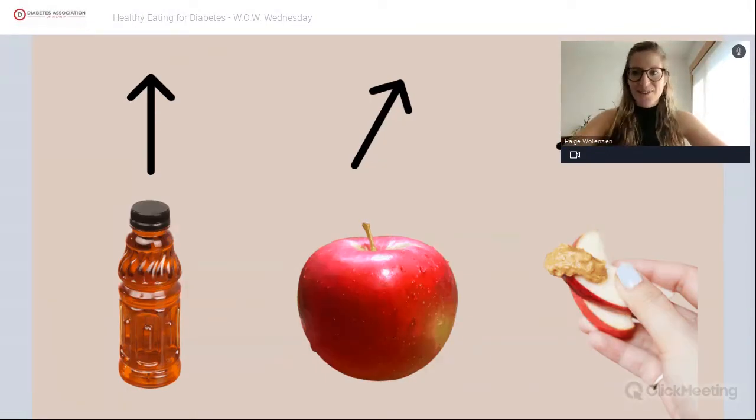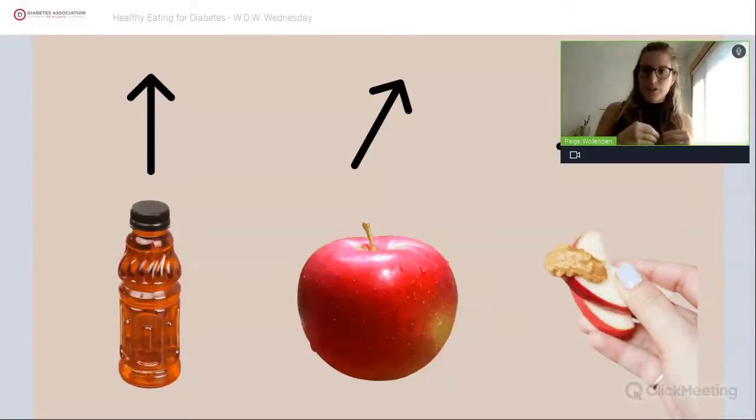All right, so I wanted to continue this conversation of how carbohydrates impact our blood sugars, and then we will get into talking about nutritional balance and how to add other components to our meals besides those carbohydrates. And then we'll get into some examples of meals and snacks. So this is my favorite example to give. I give it often, so some of you may have heard it before.